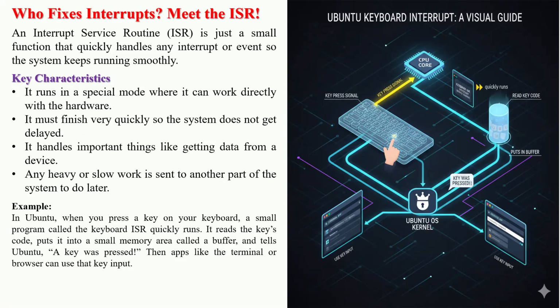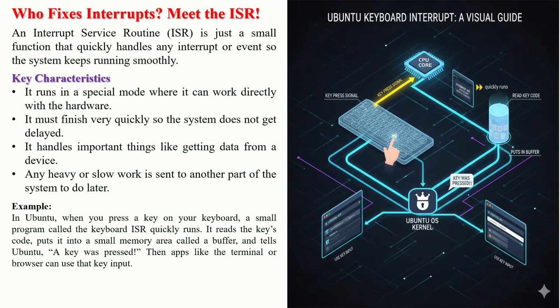Let us take an example from Ubuntu. When you press a key on the keyboard, the interrupt service routine runs. It reads the key code, stores it in a buffer, and informs the operating system. Then applications like terminal or browser read it. The single key press involves hardware, ISR, the operating system kernel, and the application; these all work together smoothly.